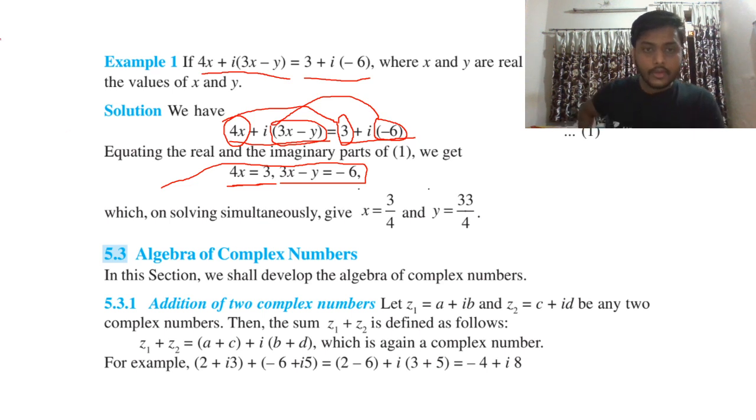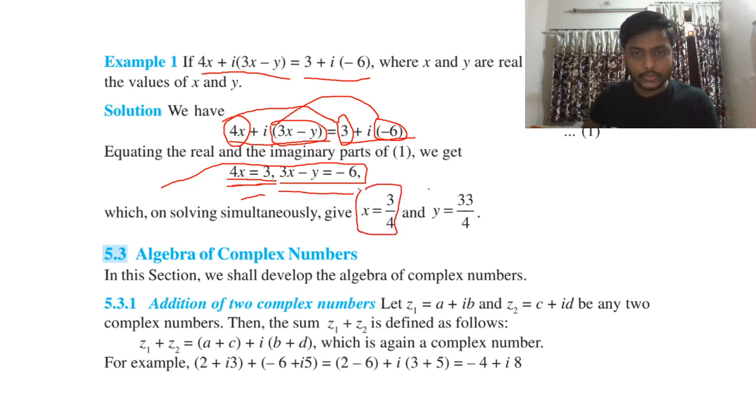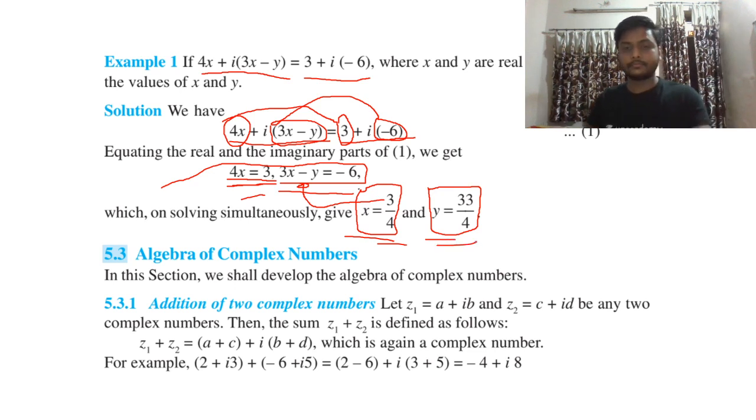So we have 4x equal to 3 and 3x minus y equal to minus 6. From here I can say that x would be equal to 3 by 4. And when I put this value of x in the second equation, I will find my value of y. That would give me y equal to 33 by 4. So I have x equal to 3 by 4 and y equal to 33 by 4.